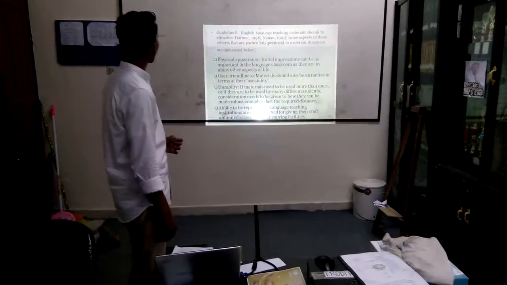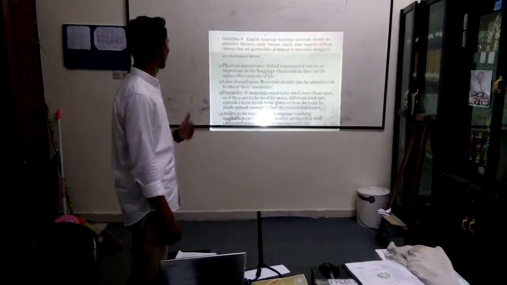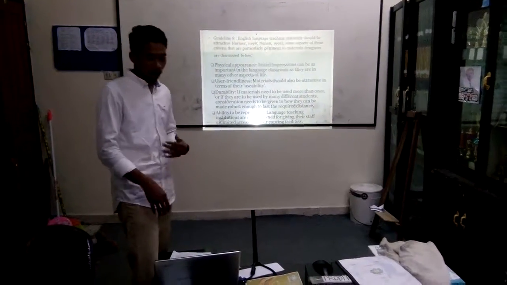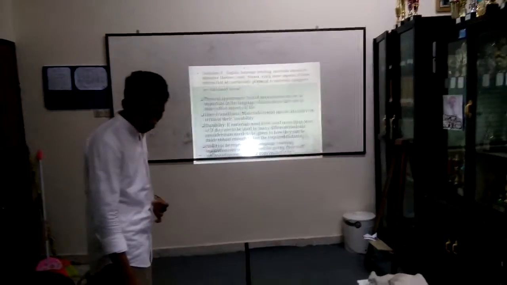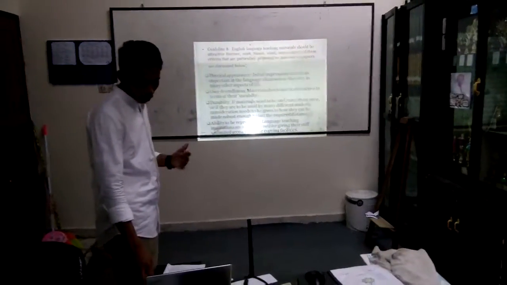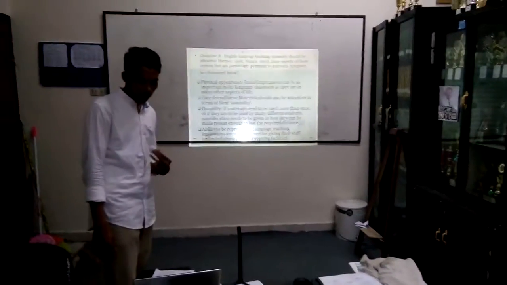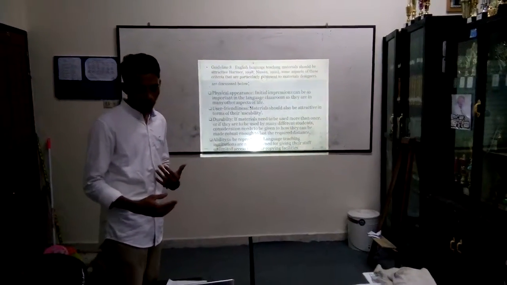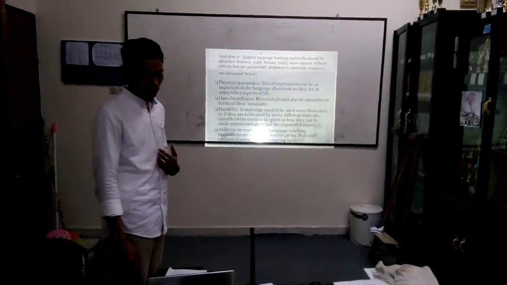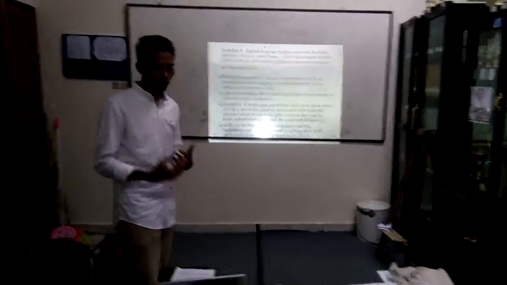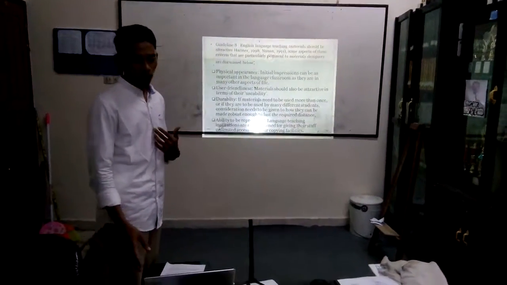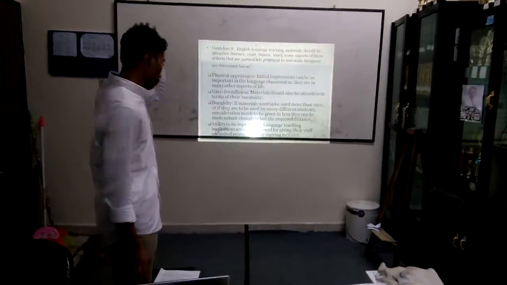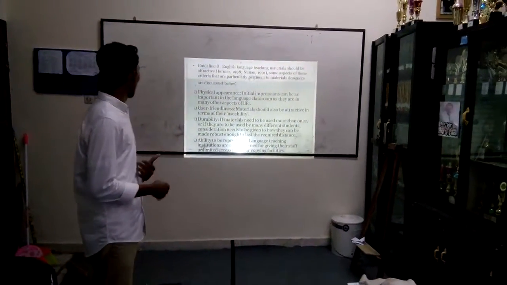Guideline 8 is English language teaching materials should be attractive, according to Harmer 1998, Nunan 1991. Some aspects of these criteria that are particularly pertinent to materials designers are discussed below.